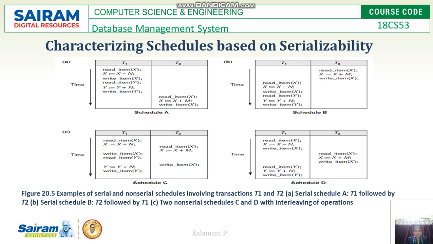But C and D are not serializable, because T1 performs some operation, then T2, then again T1 performs some operation, then again T2 performs, then T1 in schedule C. So it is not a serializable schedule. Same thing in schedule D: T1 performs some operation, then T2, then again T1 performs some operation. So C and D are non-serializable schedules because interleaving of operations is possible here.